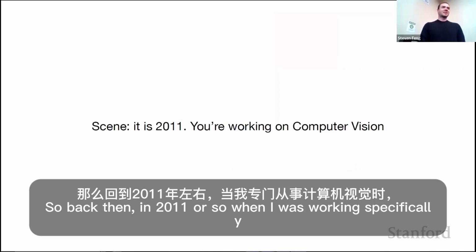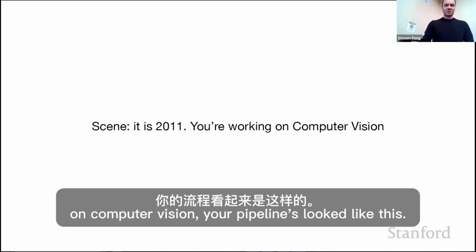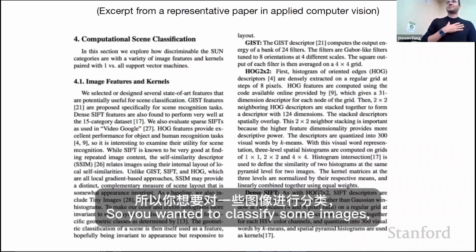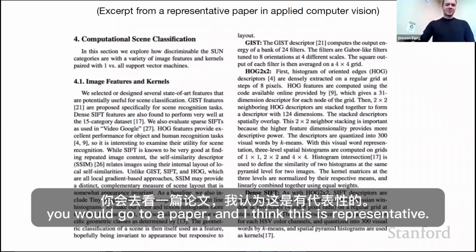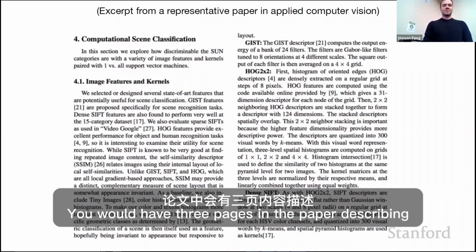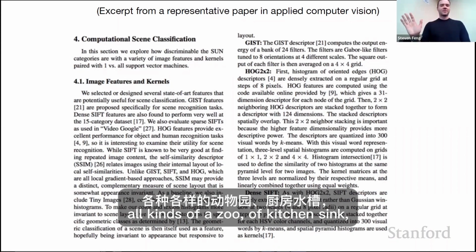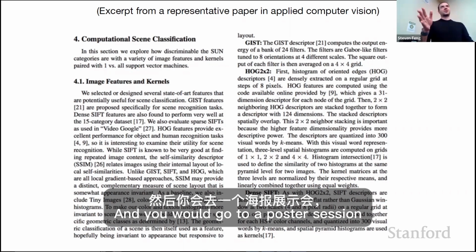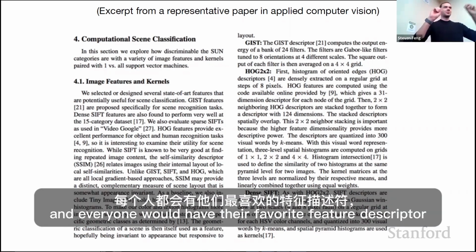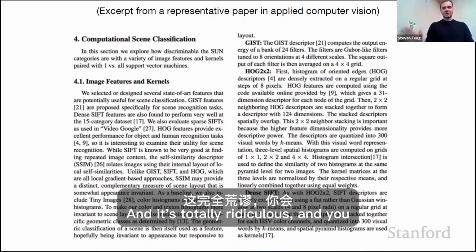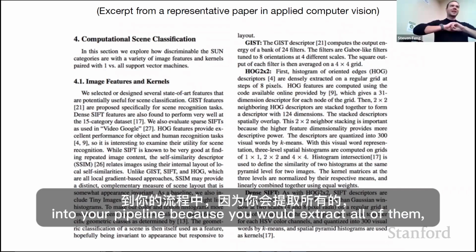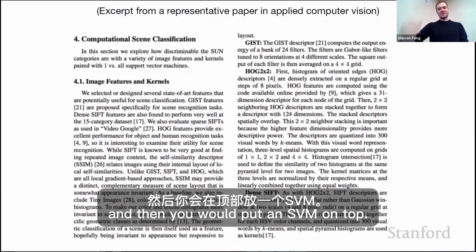Back then, in 2011 or so, when I was working specifically on computer vision, your pipelines looked like this. You wanted to classify some images. You would go to a paper, and I think this is representative. You would have 3 pages in the paper describing a zoo, a kitchen sink, of different kinds of features and descriptors. You would go to a poster session at a computer vision conference, and everyone would have their favorite feature descriptor that they're proposing, and it was totally ridiculous. You would take notes on which one you should incorporate into your pipeline, because you would extract all of them, and then you would put an SVM on top. So that's what you would do.